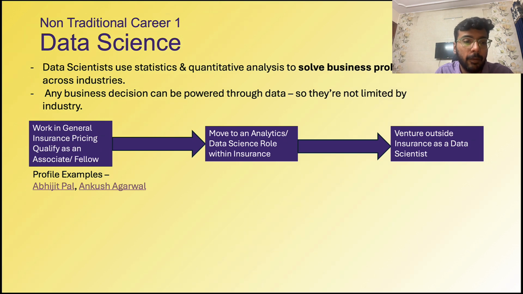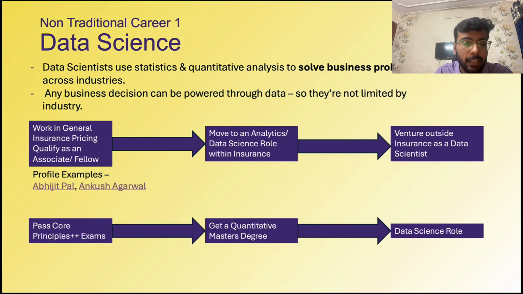The other path is that you pass core principle exams, core principle plus plus, meaning something more than the core principle exams, up to you. Then you get a quantitative master's degree. Now, what kind of quantitative master's degree? It can be a quantitative economics degree in India, a data science degree outside India, or a statistics degree in India, right? All of these degrees work, right? And then you move to data science roles, right?